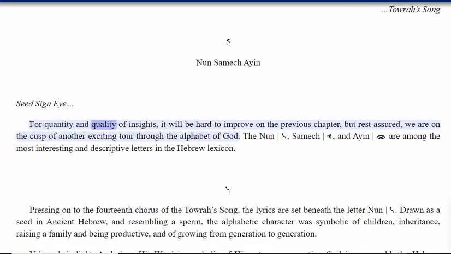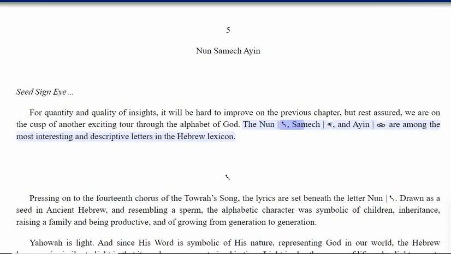For quantity and quality of insights, it will be hard to improve on the previous chapter, but rest assured, we are on the cusp of another exciting tour through the alphabet of God. The Nun, Samech, and Ayin are among the most interesting and descriptive letters in the Hebrew lexicon.